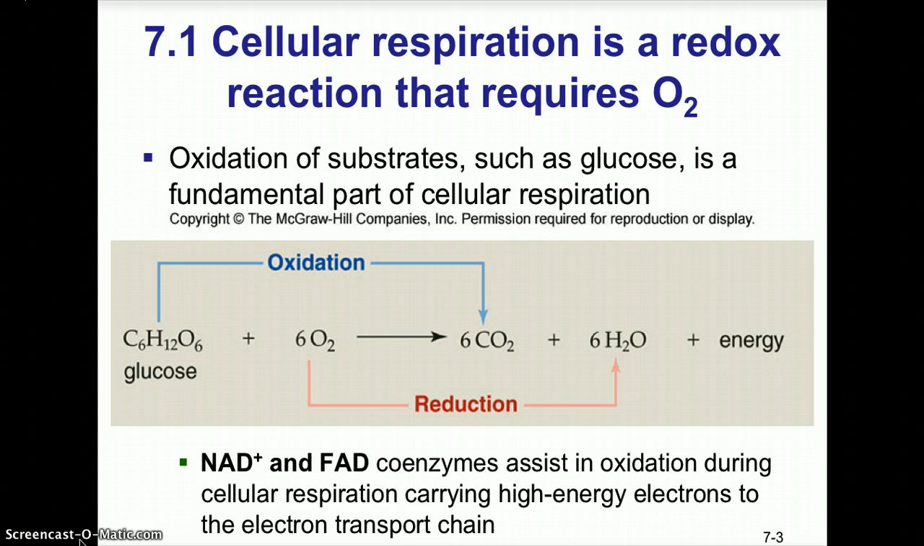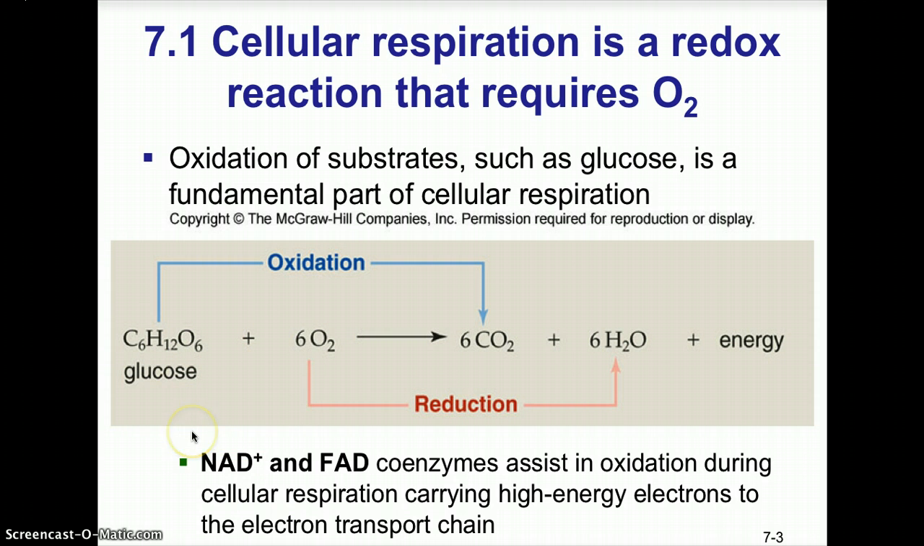So the oxidation of substrates such as glucose is a fundamental part of cell respiration. So here you can see our equation. We have C6H12O6, 6O2 yielding 6CO2 plus 6H2O plus energy. So here we see glucose is going to be oxidized, and oxygen is going to be reduced to water.